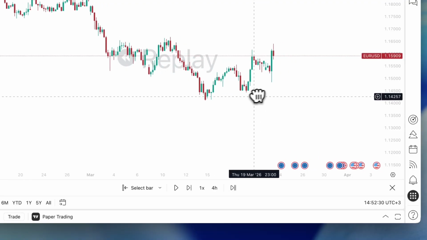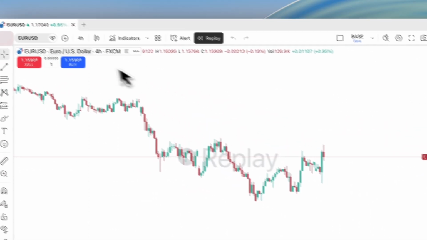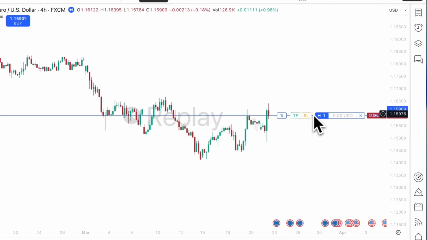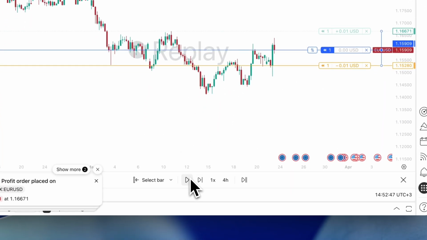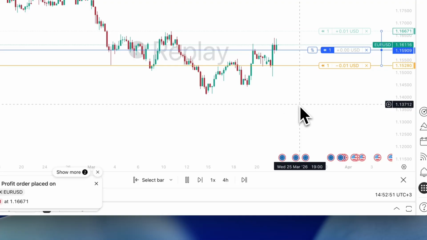For us to backtest our strategy, we could essentially buy or sell on the paper trading account at this level. So let's say we've clicked on buy. Let's say we've placed a stop loss at this level and a take profit at this high. What we would do then would be continuing the replay feature, and then we can just let that play out.